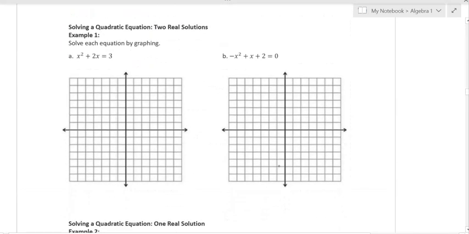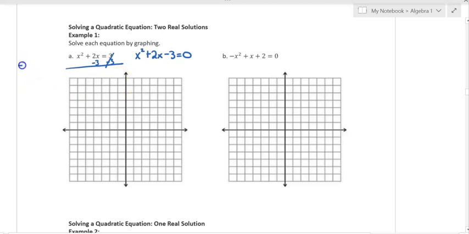All right, so take this equation right here. It is not equal to 0 yet, so we need to subtract 3. When we do that, we get x squared plus 2x minus 3 equals 0. It must be equal to 0 first, and then we can graph. This one is in standard form. We have lots of different ways to graph.